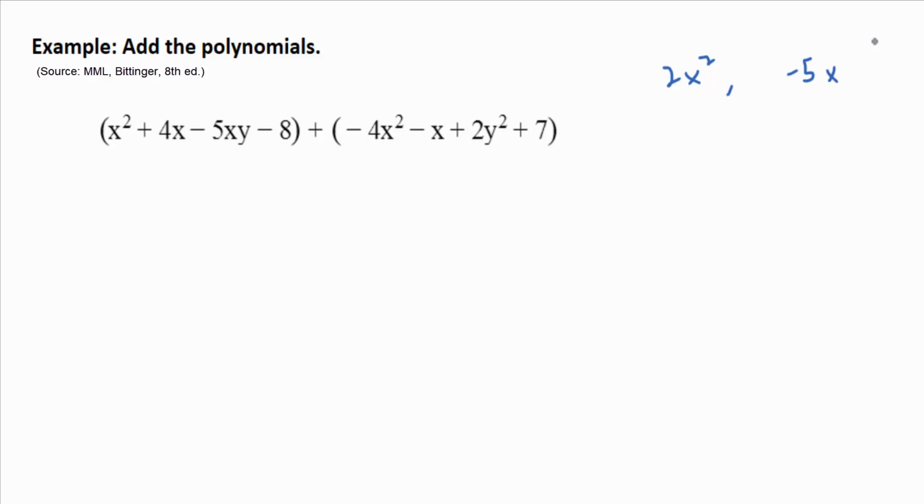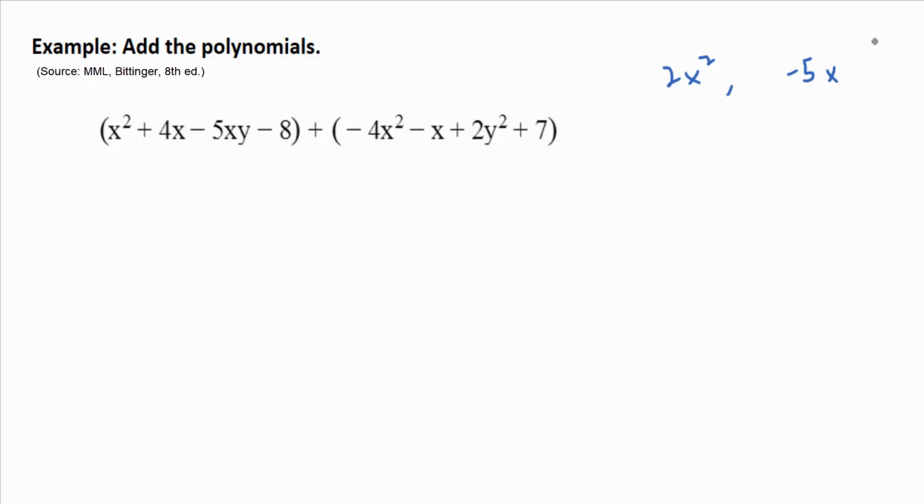Okay, so we're adding two polynomials together here. We have x squared plus 4x minus 5xy minus 8. That's in parentheses just to emphasize the fact that that's one polynomial. And then we have plus negative 4x squared minus x plus 2y squared plus 7 in parentheses to emphasize that's another polynomial. And so we're adding those two polynomials together.